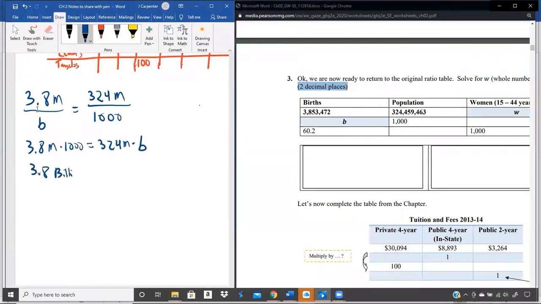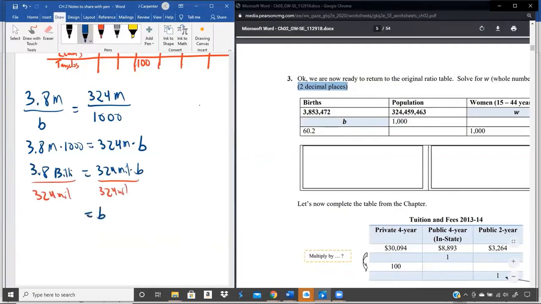So in other words, it's just 3 more zeros on this number right here, 3,800,000,000. That'll be equal to the 324 million number times the B. How do you solve that very simple equation? You divide both sides by the number with the variable, 324 million. And that tells us that B is equal to, let's pull out our calculator.